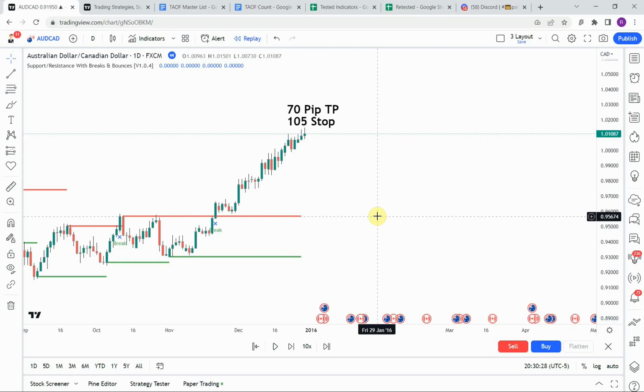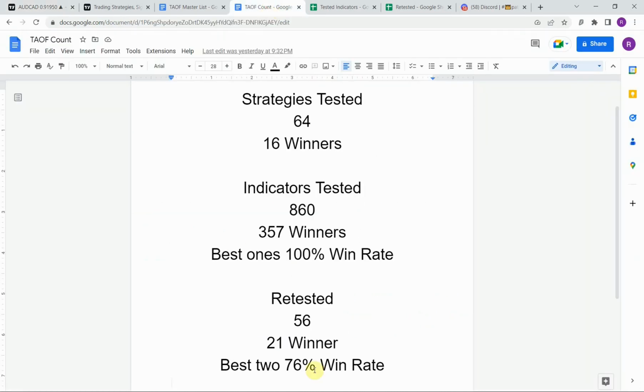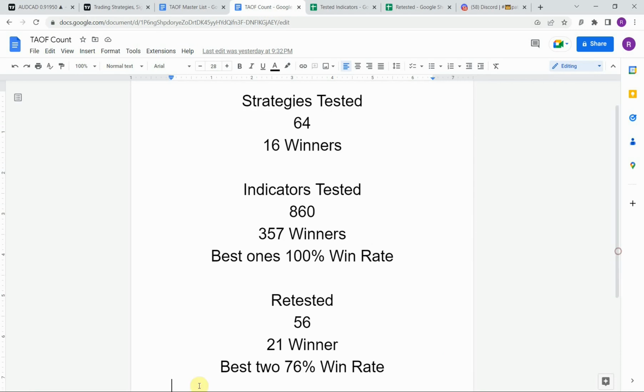Alright, as I said, today we will be testing the support and resistance with breaks and bounces indicator. Before we do though, I wanted to put the testing scoreboard up for everyone to see. So to date, we have tested a total of 64 different strategies, with 16 of them being profitable. We've also tested a total of 860 indicators, with 357 of them being winners. The best ones so far were able to achieve a 100% win rate. Now you need to go back and watch those videos to understand the context of how they were able to achieve that. So go back and watch those videos and see what you can get out of those winning indicators.